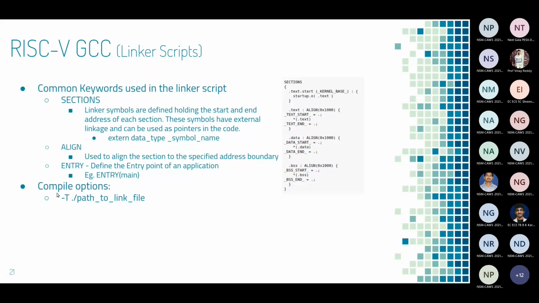How do you specify a linker file? You give -T and then you give the path to the linker file, followed by the -T so that the linker knows where to look for the linker script.